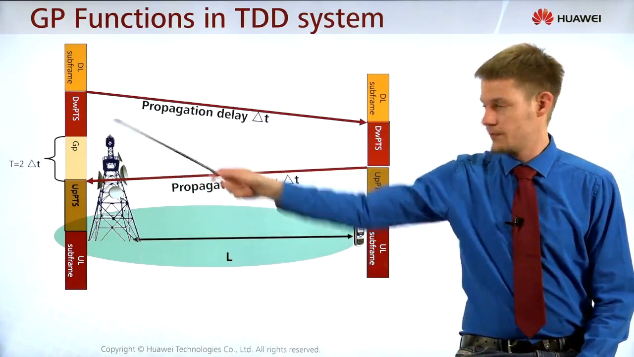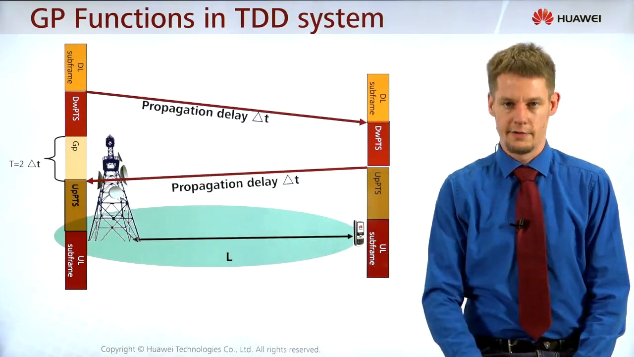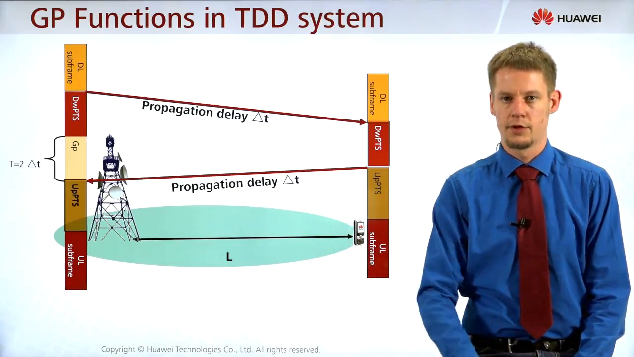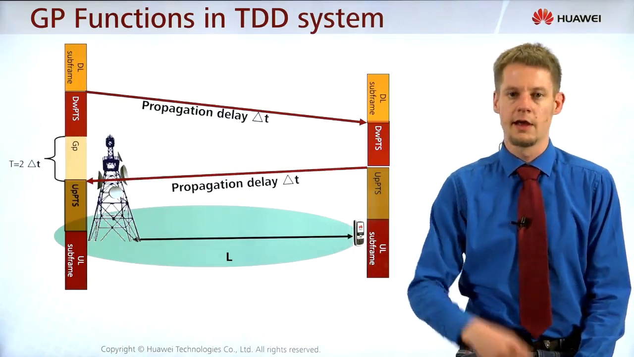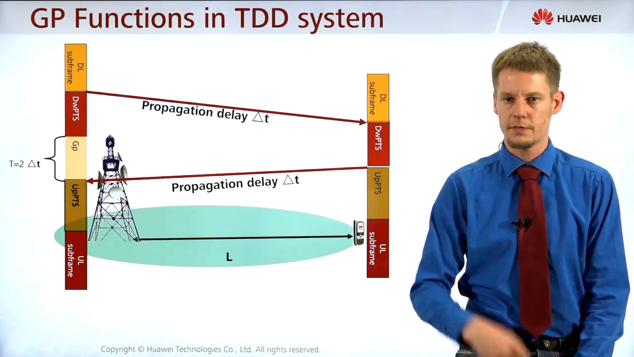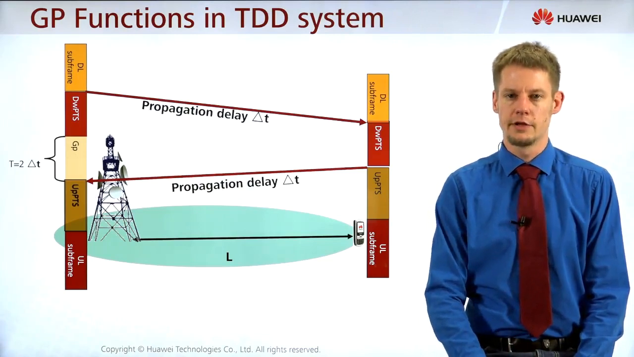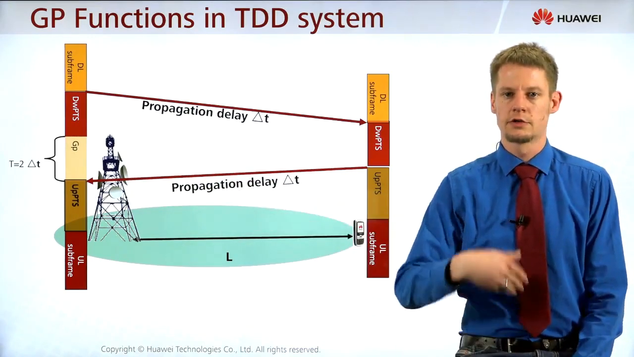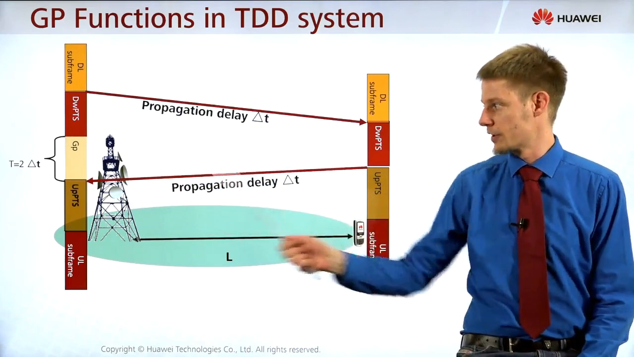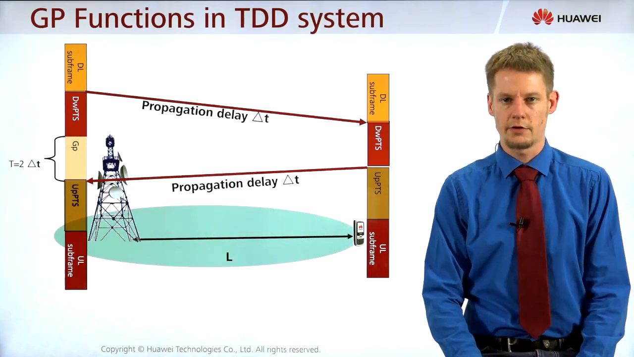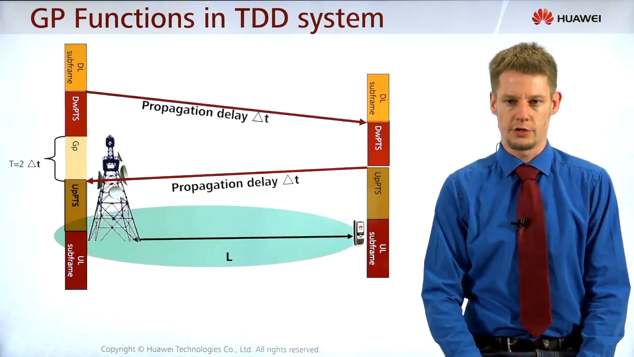The guard period now has to be at least twice this delay time, but there is also another time added which should be reflected in the guard period, and this is the time the UE needs to switch from downlink to uplink. The 3GPP allows the UE to take up to 17 microseconds to switch. So this means that the guard period in total should at least be as long as twice the propagation delay, or round-trip delay, plus this 17 microseconds that the UE might need to switch.